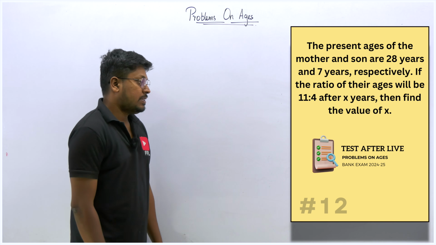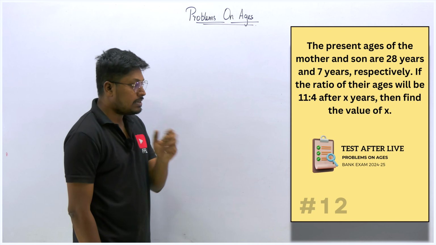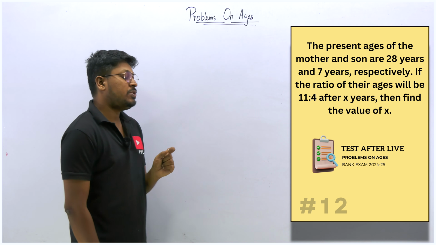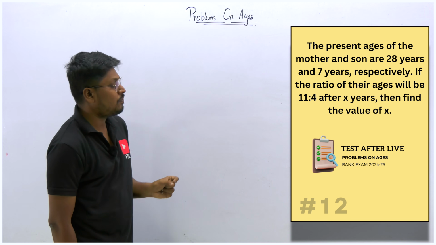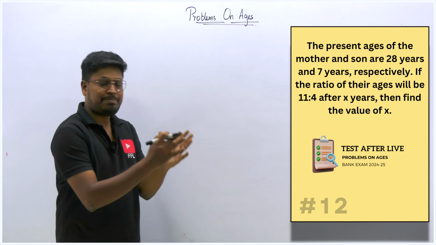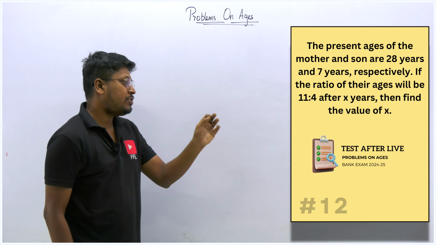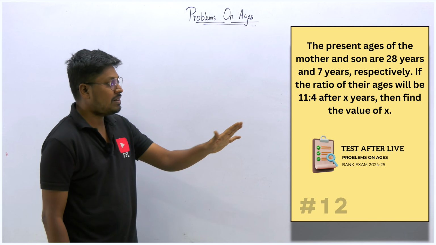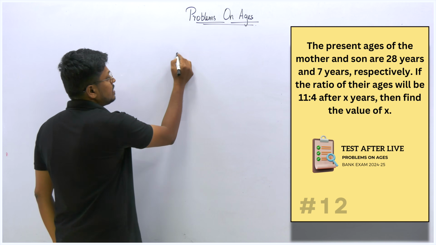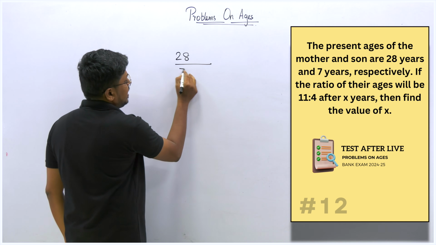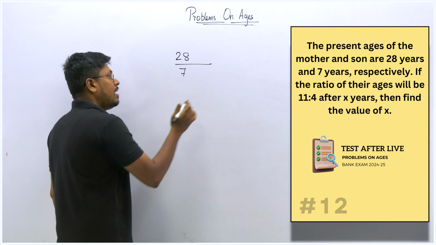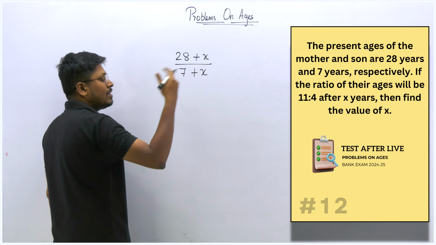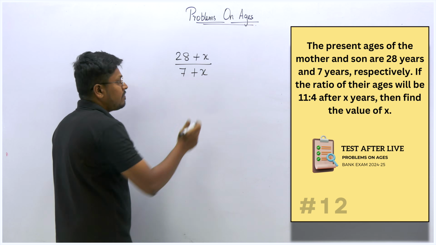12th question. The present ages of mother and son are 28 years and 7 years respectively. If the ratio of their ages will be 11:4 after x years. So from the present age, after some years, the ratio was 11:4. Our target is to find the value of x. Very easy question. So mother and son, where the ages are 28 and 7. After some years, let me keep it as x. After how many years has the ratio become 11:4?